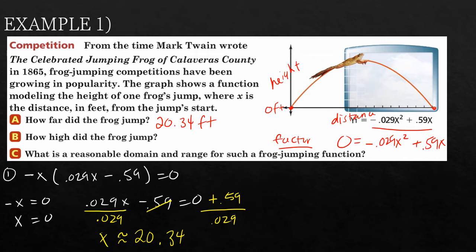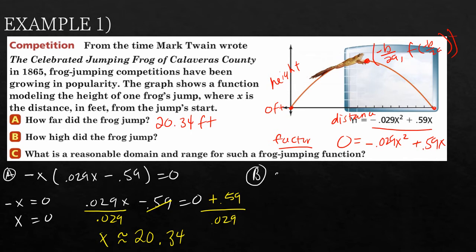So if we're looking for how high the frog jumped, then we are looking for the vertex. And when we talked about this before, to find the vertex, remember it's negative b divided by 2a. You find that value, you're going to plug it in, and that gives you your vertex. So in order to do b, first thing we have to do is find the x value of the vertex, plug it in to find the y value of the vertex, to know how high the frog jumped.